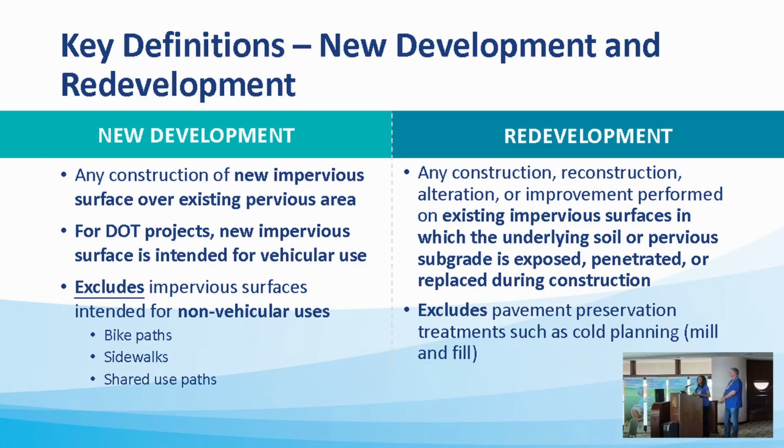So if you're planning a project that has bike paths, sidewalks, shared use paths, those are not accepted as new development. And then redevelopment is alteration or reconstruction on existing pavement, right? So you're doing something to the existing pavement with your project. And then the exclusions include if you're doing pavement separation treatments like cold planing or mill and fill.